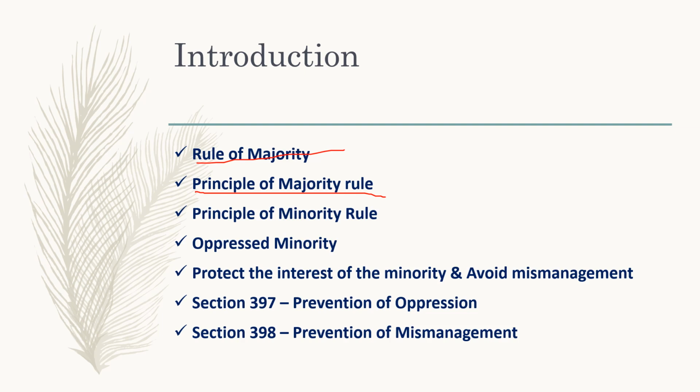You will have to face some mismanagement. So to protect the interest of the minority or to avoid mismanagement of the company's affairs, provisions have to be made under the law. That's why section 397 is prevention of oppression and section 398 is prevention of mismanagement, explained in the Companies Act 1956, which are framed to protect the interest of the minority of the company. So this is the short and simple concept of oppression and mismanagement.